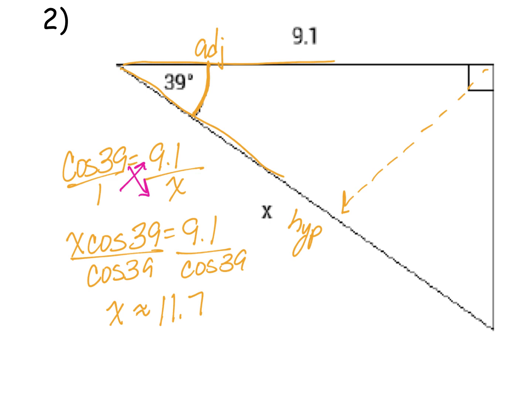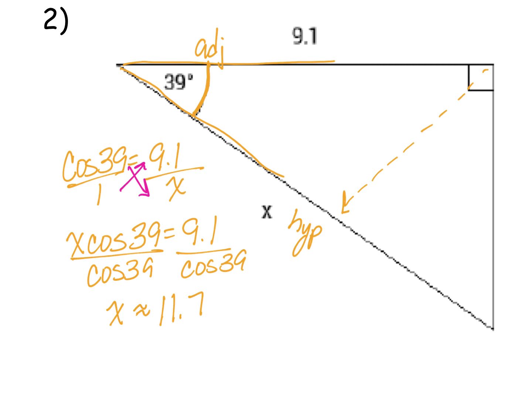What? I got 7.07. Well, hold on. So it's the hypotenuse, right? So can it be smaller than the other side? No. So did you multiply or did you divide? I divided. No, you multiplied. I bet you multiplied.